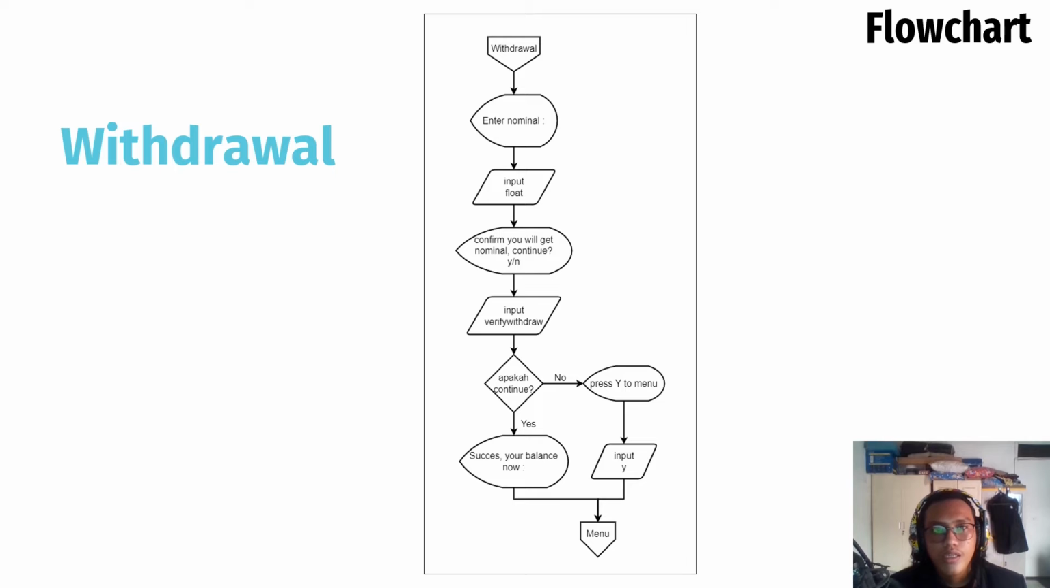Okay, next, in this withdraw flowchart, first it displays a prompt to enter the nominal, then the input function, then it displays an approval of yes or no, then the input function, then comparison. If yes, it will display the current balance. Otherwise, it will lead directly to the menu. This also applies to the flowcharts for deposit, transfer, payment, and virtual account.